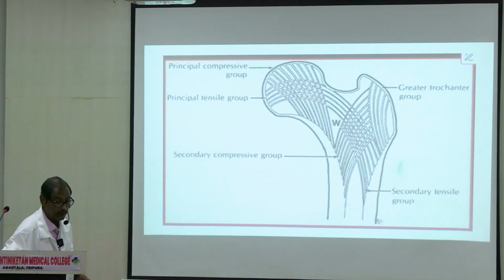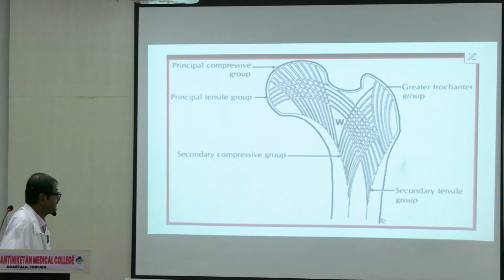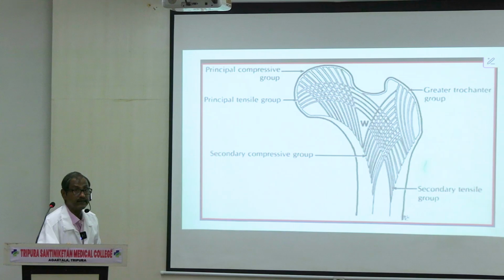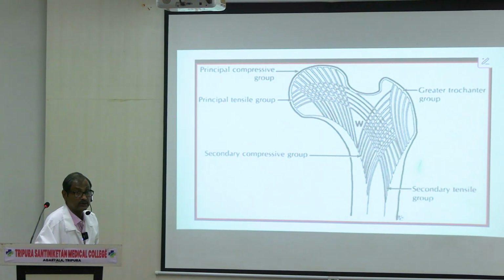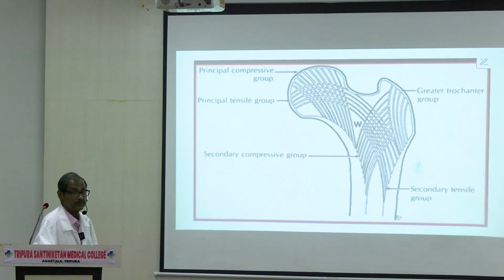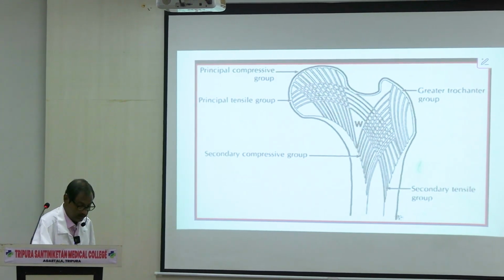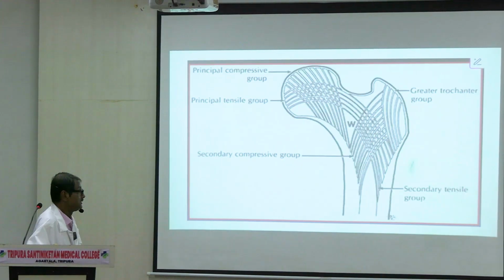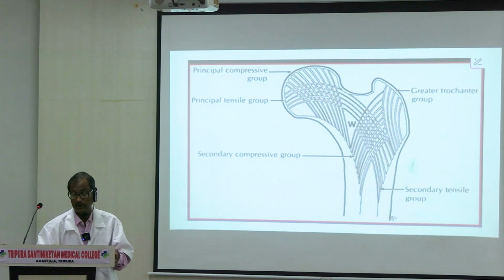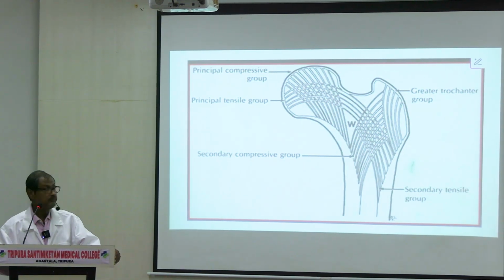These are important because of fractures when osteoporosis occurs in old age. Osteoporosis means the bone becomes loosened and porous due to lack of calcium. This trabeculation is lost, first the tensile group, then the compressive group. Gradually, all the trabeculations are lost and the bones become weak.